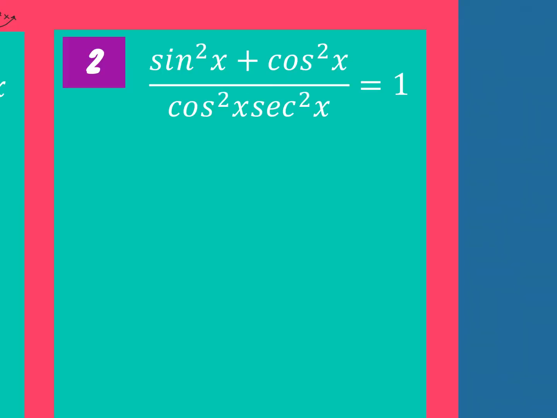Okay, move to 2. What's more complicated? Definitely the left. There is nothing you can do with the number 1. So don't even try it when it's by itself. Always start with the other side. What do you see there that you can do? Good, that's a Pythagorean identity. Sine squared x plus cosine squared x would be 1. So I've got 1 over cosine squared x, secant squared x equals 1. Now what?